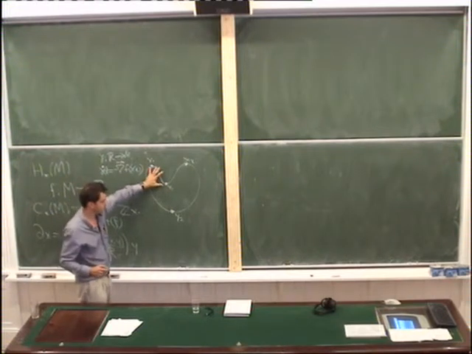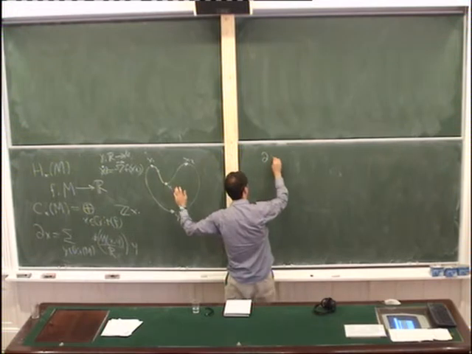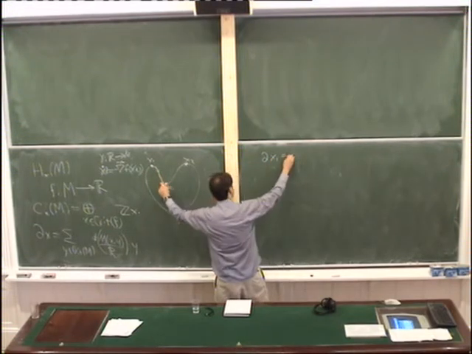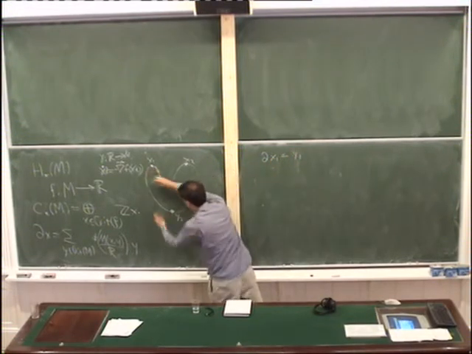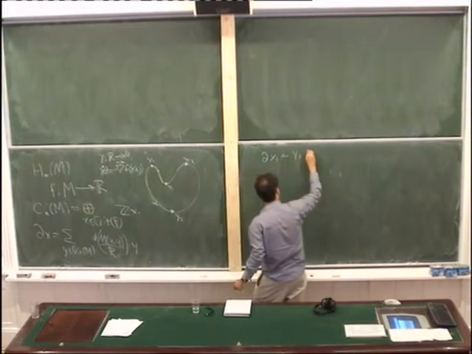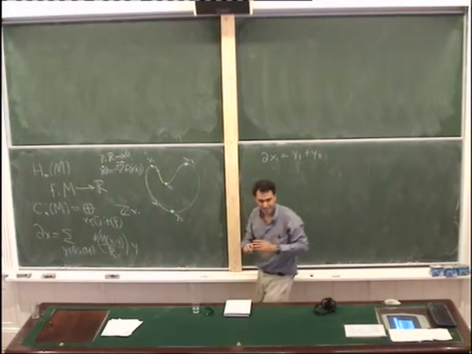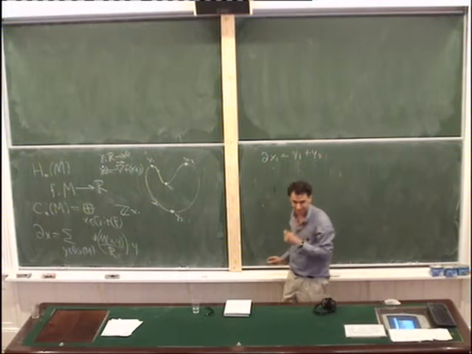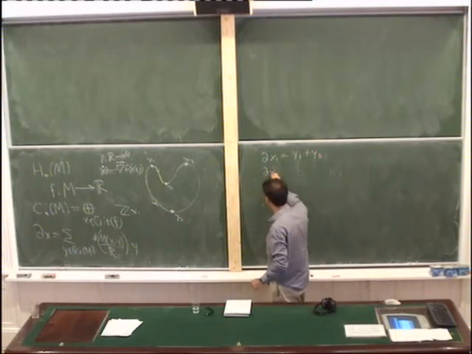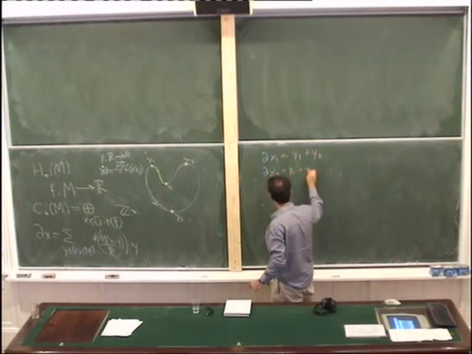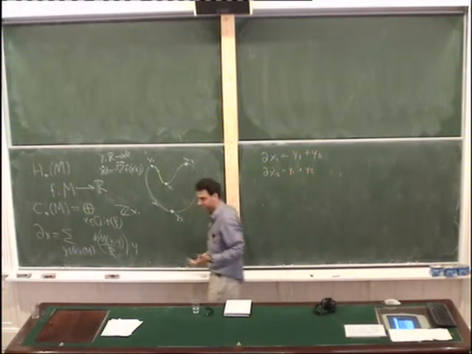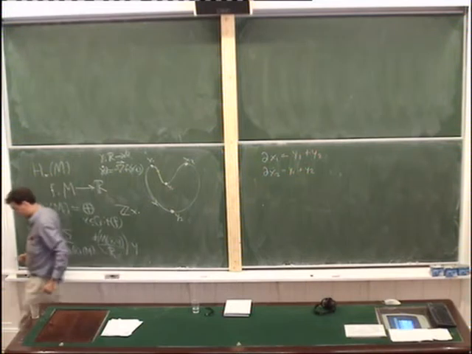So we see in this picture that the boundary of x1 is going to be one copy of y1, one copy of y2. And by the way, I suppress all signs and always work mod 2. The boundary of x2 is similarly going to be y1 plus y2. The boundaries of y1 and y2 are trivial.